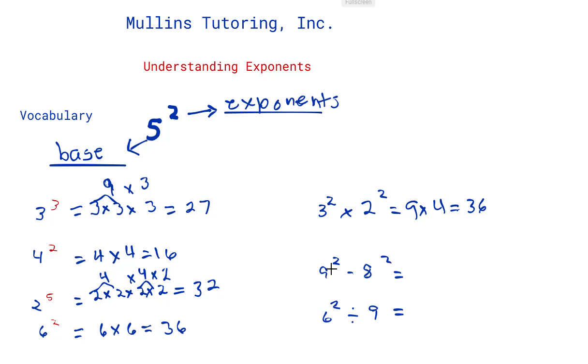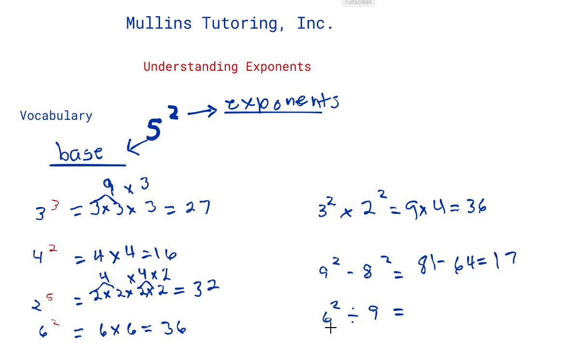Let's look at the next problem. We have 9 squared minus 8 squared. So first thing I want to do is 9 times 9, just multiplying the base by itself. And 9 times 9 is 81. And I'm subtracting in this operation. And then I have 8 squared. 8 times 8 is 64. And when I do the subtraction, I end up with 17.